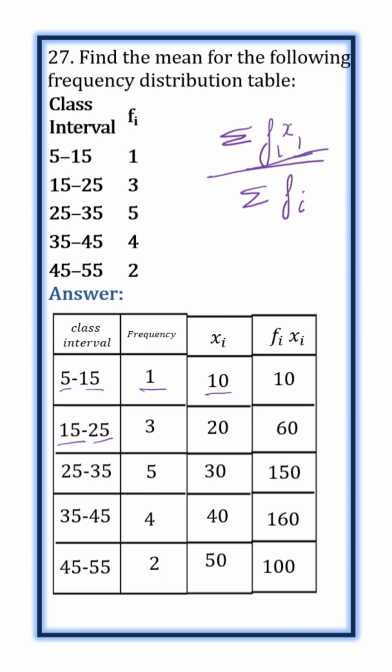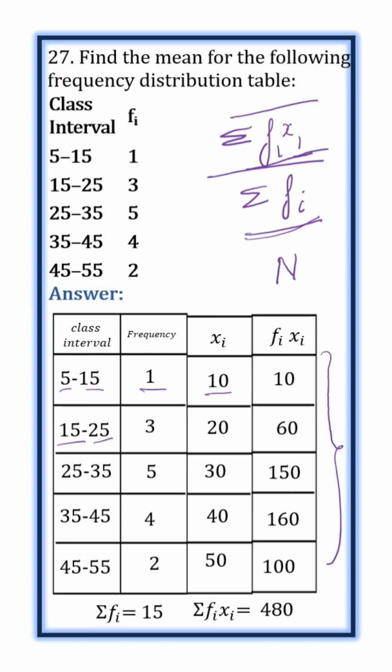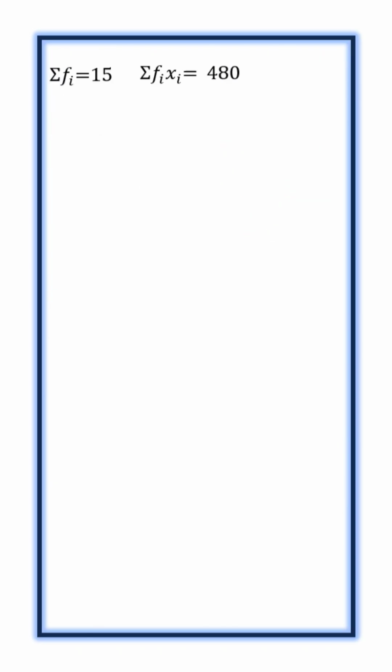Now add the frequencies of the class intervals to get summation of fi, that is also known as n. Okay, go on adding: 1 plus 3, 4, 4 plus 5, 9, 9 plus 4, 13, 13 plus 2 is 15. And go on adding the numbers in this column to get the summation of fi xi. What will you get? 480. Now we have summation of fi is equal to 15, summation of fi xi is equal to 480.